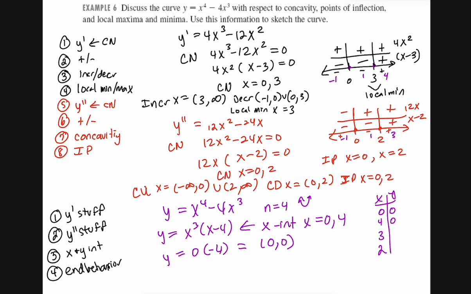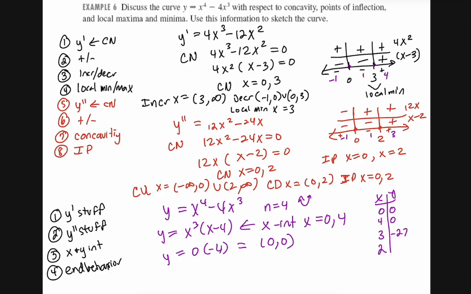If we plug 3 into the original, we get, let's see, we get 81 minus 4 times 27. When you plug in 3, you get negative 27. Now remember, that's a local min. This is an intercept. This is an intercept. Let's plug in 2. If we plug in 2 to the original, we get 16 minus 4 times 8, or negative 16. That is an inflection point.